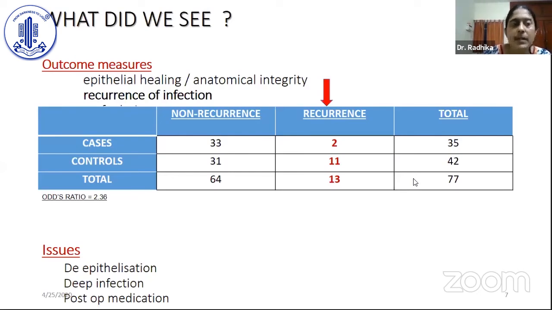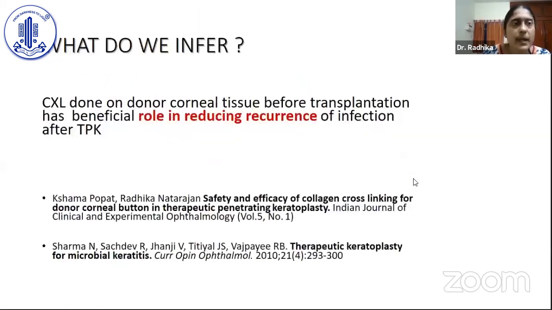So what happens is, if you do cross-linking to the donor cornea and there is no recurrence, then it's wonderful. But after the treatment, suppose there is a recurrence, then you have to keep it in mind that this recurrence may not go away with medication, may be indolent. So you must be prepared for a repeat therapeutic penetrating keratoplasty. So we inferred that collagen cross-linking treatment, which is done on donor corneal tissue before corneal transplantation, does have a beneficial role in reducing recurrence of infection after TPK.